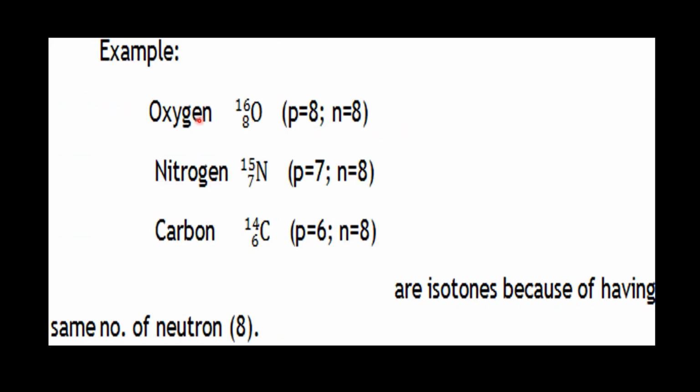These are the examples like oxygen 16, nitrogen 15, which is an isotope of nitrogen 14, normal nitrogen, and carbon 14. Carbon 14 is an isotope of carbon, carbon 12, carbon 13, carbon 14. So these three particular atoms have different numbers of protons. In case of oxygen it is 8, in case of nitrogen it is 7, and in case of carbon it is 6. The mass numbers are also different. In oxygen it is 16, in nitrogen it is 15, while in carbon it is 14. The number of neutrons in each case is the same. So all these three will act as isotones.